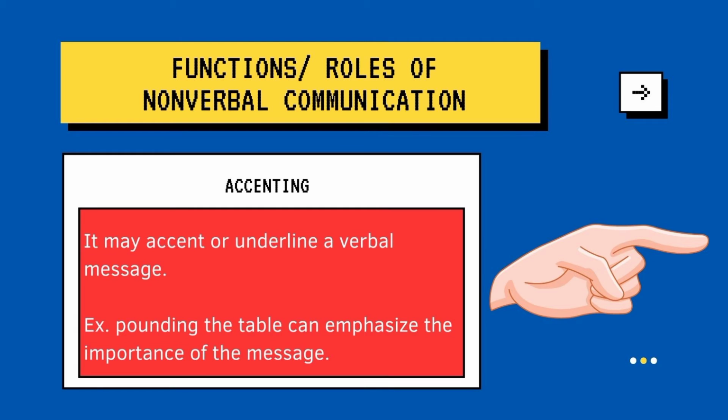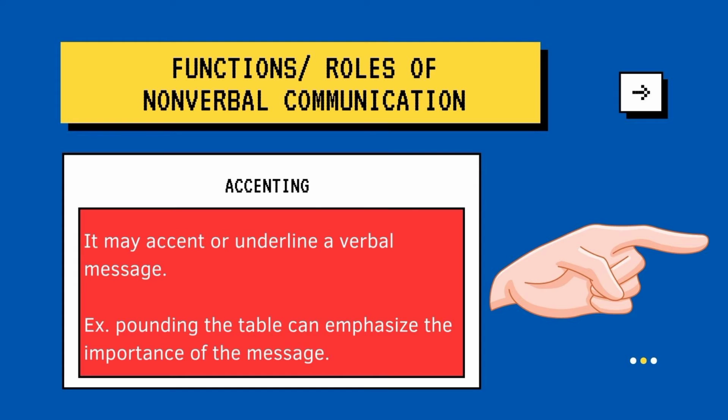And the last function is accenting. Non-verbal cues may accent or underline a verbal message. Accenting a verbal message is very similar but tends to be used for only specific parts of it, rather than the whole. Accenting can change the meaning to a certain degree. Example, pounding the table can emphasize the importance of the message.